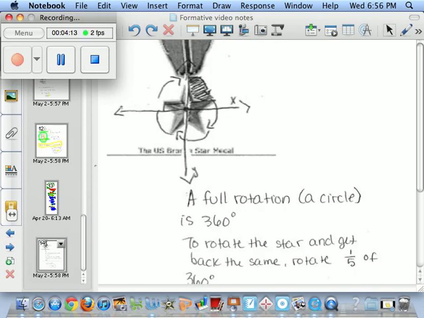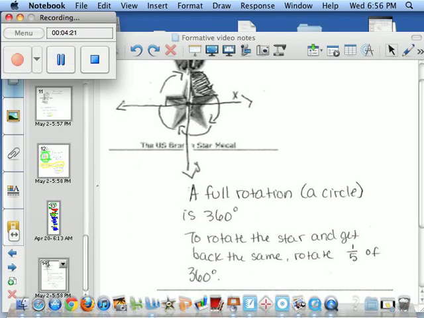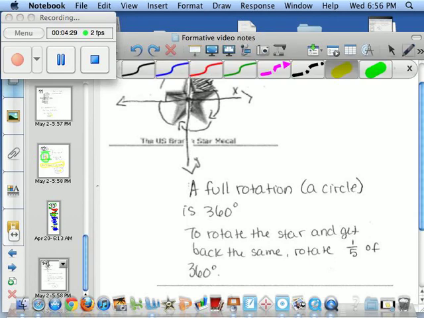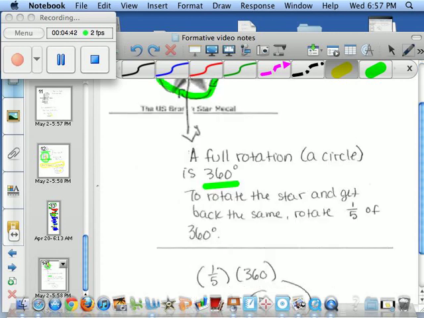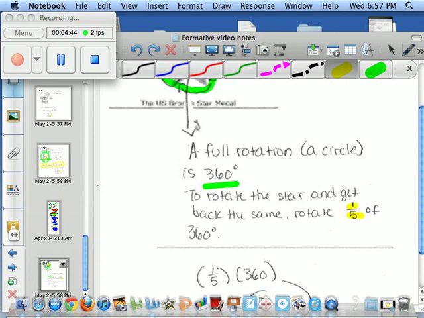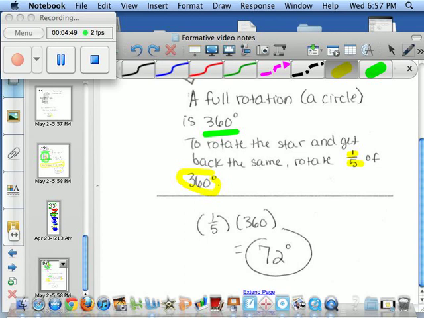There was one more problem that went along with learning target number 5. So this problem went along with learning target number 5 that I forgot to include on the first video. A full rotation is 360 degrees, which is what we have here, a circle. But we only need to go this part of it in order to get the star to match back up again. So we are going 1 out of the 5 parts of 360 degrees to find out what that rotation is. So you should get 72 degrees.